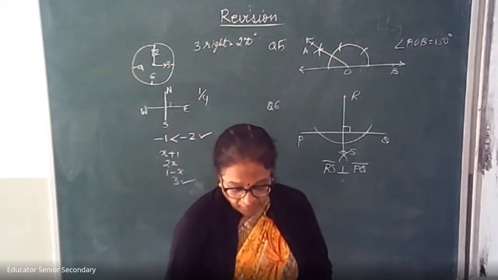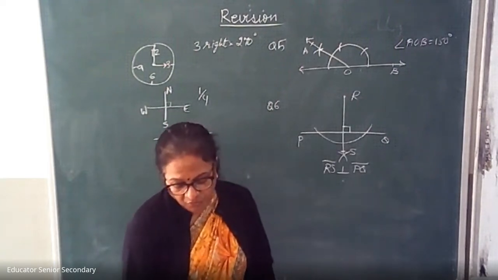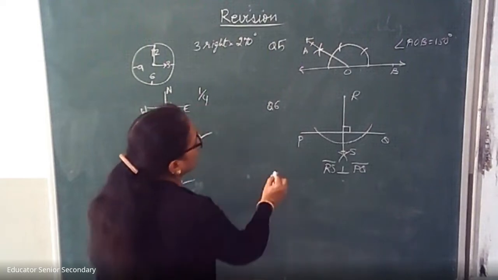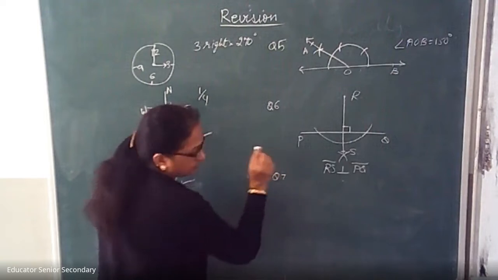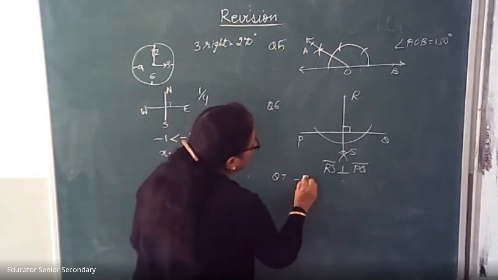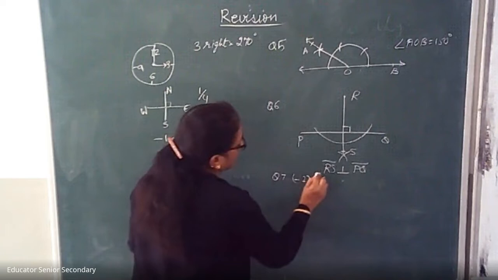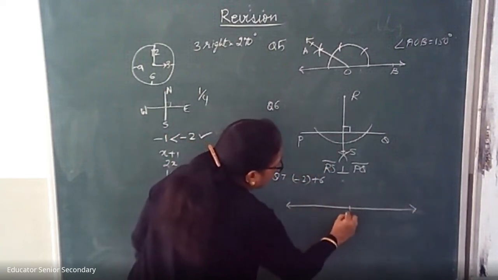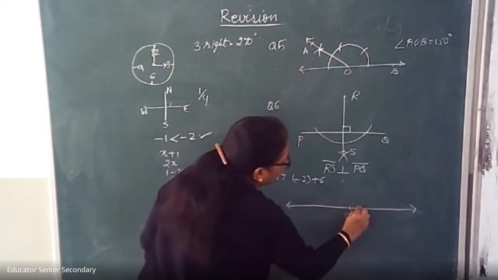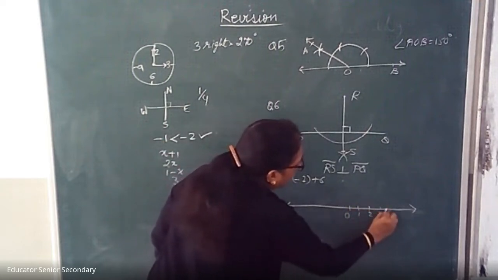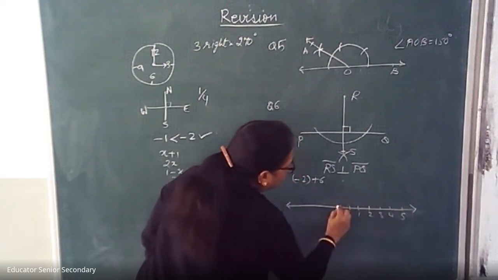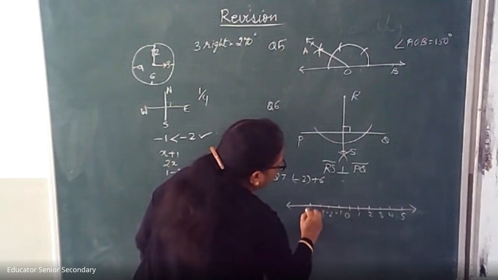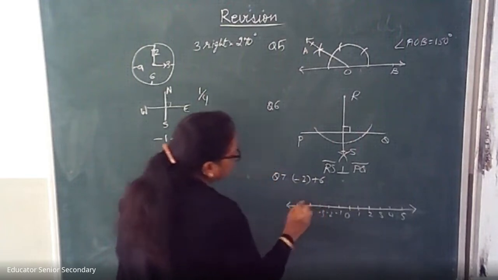Okay. Next is, find the solution of the following addition using a number line. Now, how do we use a number line to find the sum? It is -2 plus 6. When we draw a number line, 0 is the neutral number, 1, 2, 3, 4, 5. On the other side, -1, -2, -3, -4, and -5.